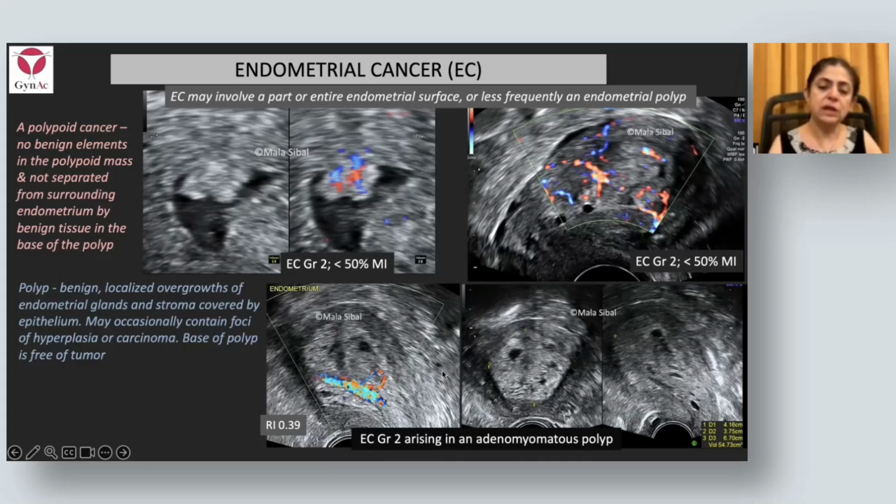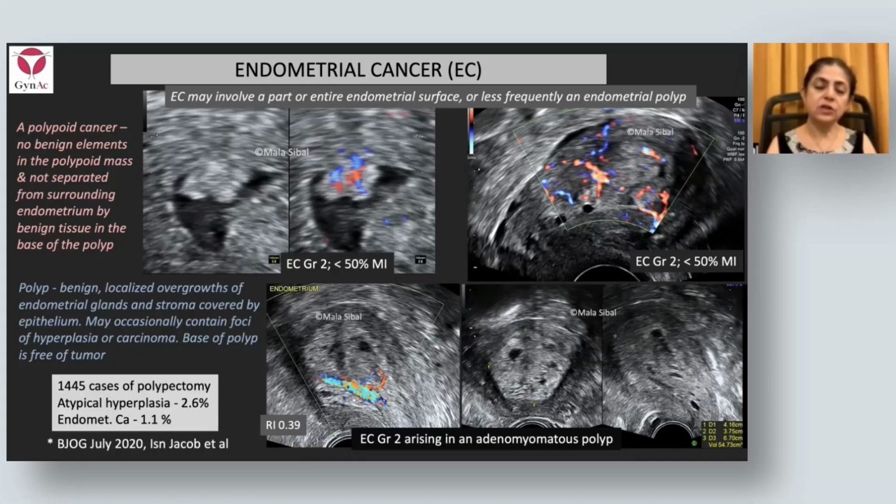In contrast to this, these are focal areas of malignancy within a polyp that is basically a lesion that is benign, localized overgrowth of endometrial glands and stroma covered by epithelium. So the base of the polyp in these patients will be free of tumor. So it's basically benign pathology with focal endometrial cancer. Now, this study showed us that in polyps, atypical hyperplasia may be seen in 2.6% and endometrial cancer may be seen in 1.1% of cases.